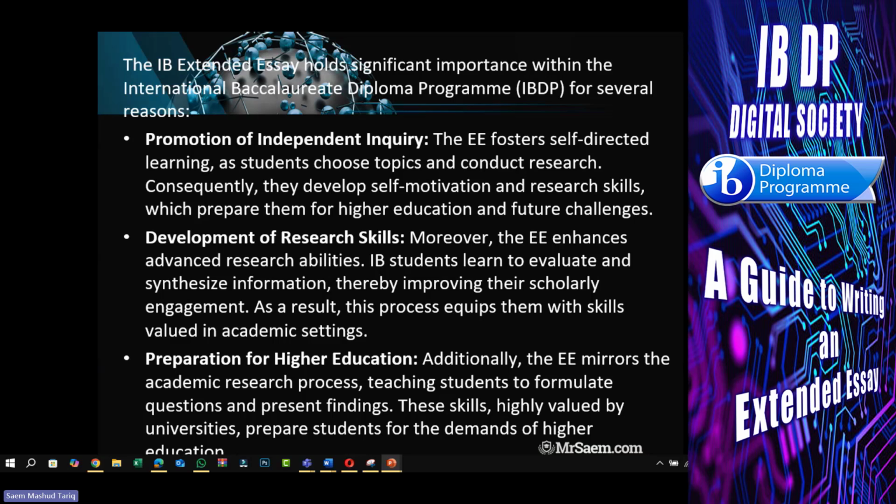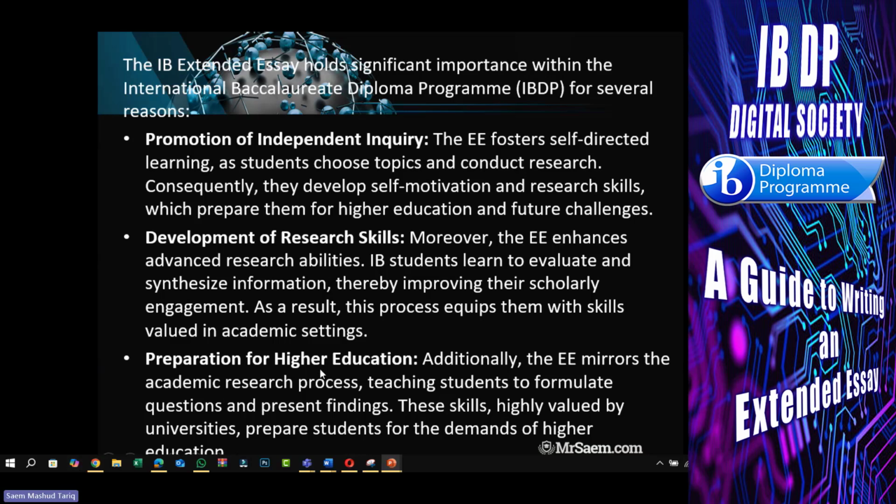As far as the content is concerned, as far as the presentation is concerned, keep in mind that now you have to do it that way. It's not the same as 5 years back. Development of research skills: yes, obviously, we just talked about it. The extended essay helps you advance your research abilities. You learn more about how to evaluate things. You'll get an idea of evaluation.